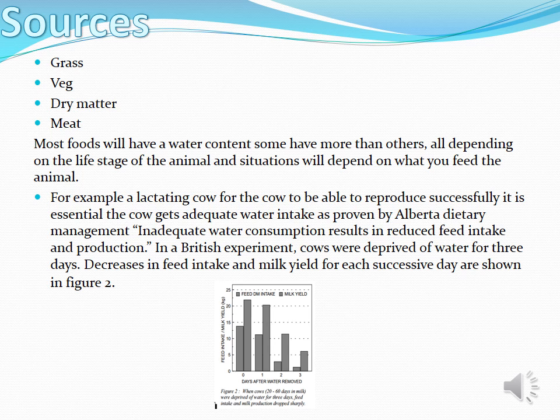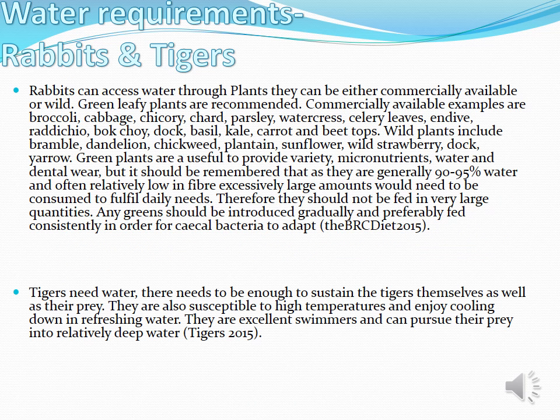For a tiger, you could provide meat in the diet, and for a rabbit, grass, veg and dry matter such as pellets would also provide water. Water requirements for rabbits and tigers.